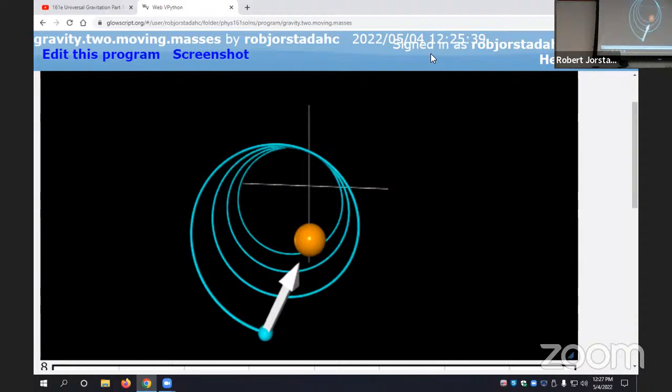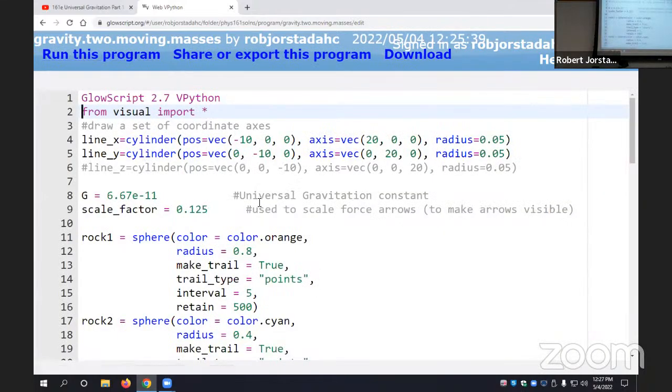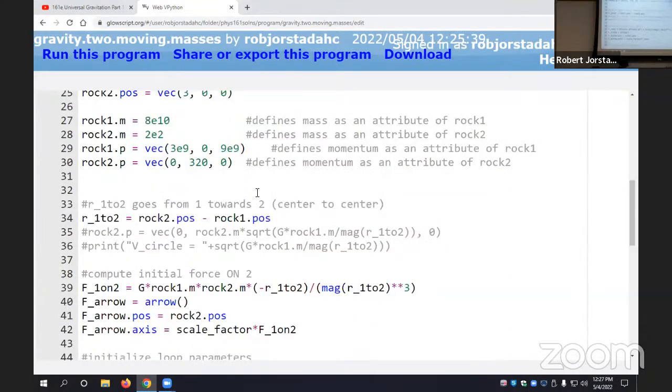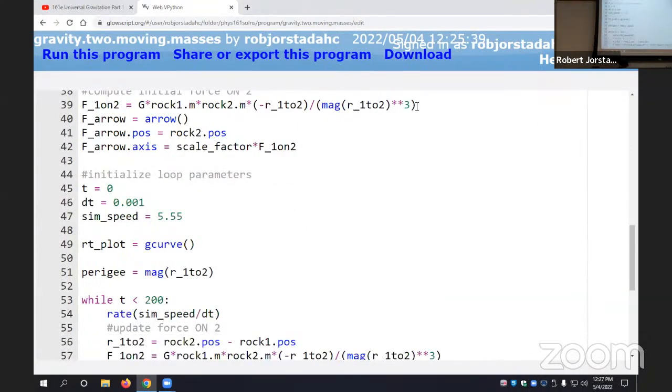Yes, question? So use the formula when the R1 to 2 is like to the third power. Yes. So from a practical standpoint, in the code, we usually use this one, the cubed, right? The vector over R cubed rather than the hat vector over R squared. It's just easier to code.